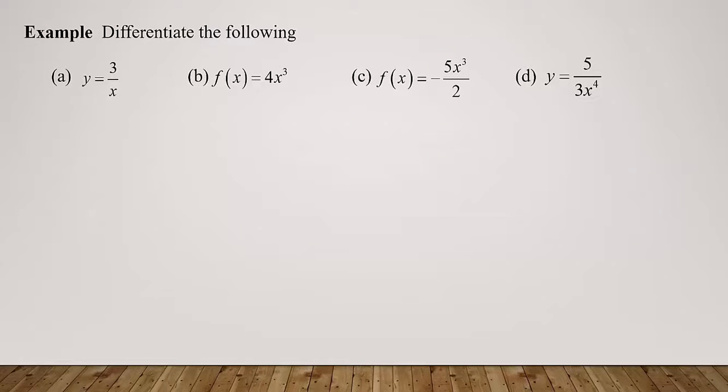Part A, we're going to compute the derivative of y equals 3 over x. Part B, we're going to differentiate f of x equals 4x cubed. Part C, we're going to differentiate f of x equals negative 5x cubed over 2. And then in part D, we'll differentiate y equals 5 over 3x to the fourth. So get this written down, folks, because I'm heading off to the chalkboard to compute some derivatives.